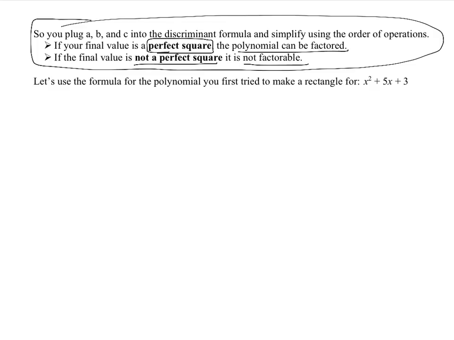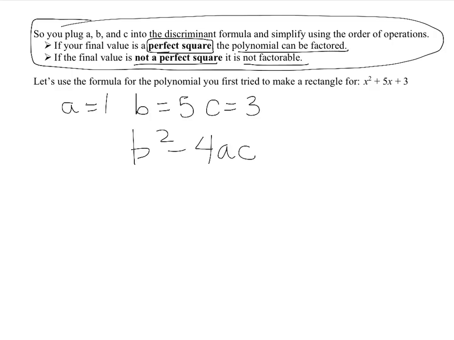So let's go ahead and take the problem that you did earlier, x squared plus 5x plus 3, and let's use the discriminant. In this case, a is equal to 1, b is equal to 5, and c is equal to 3. The formula is b squared minus 4ac. We're just going to evaluate this formula by plugging 1 in for a, 5 in for b, and 3 in for c.